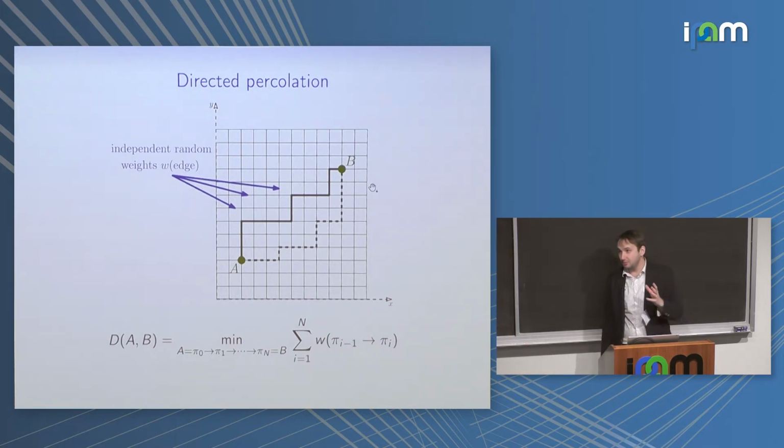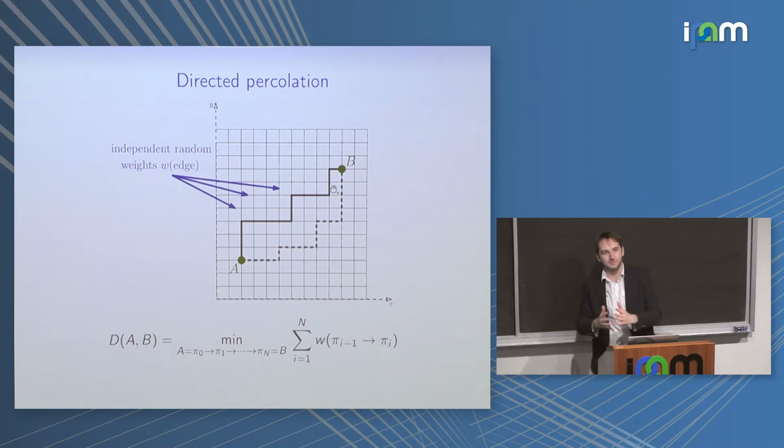Now, in addition, you're going to attach weights to the edges of your lattice. To each horizontal edge and to each vertical edge, you're going to attach a weight. Now, these weights are going to be random, and they're going to be all independent. So you have a huge array of independent weights. Now, given all this data for your points A and B, you compute a certain distance between A and B. So how do you do it?